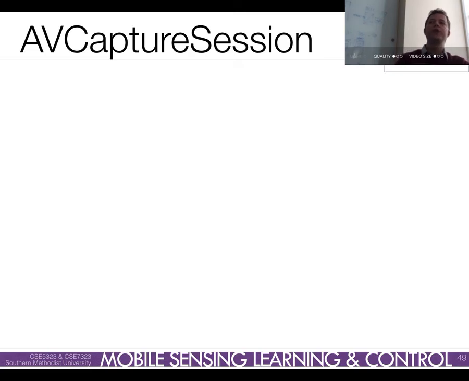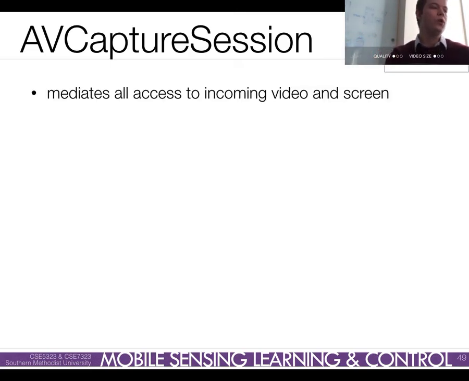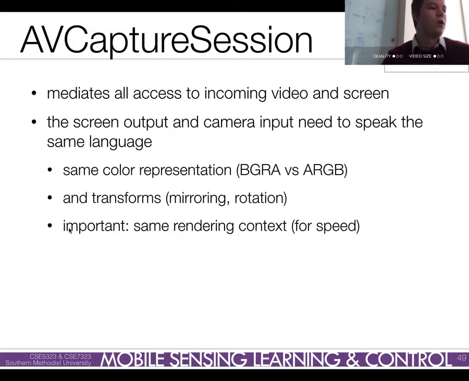Essentially what we're going to do here is we're going to create an AVCaptureSession. All right? So this mediates all access to the incoming video and access to the screen of the phone. So the screen output image and camera image, essentially you just have to make it so that they are representing images in the same way. Right? So we have to make sure that they have the same color representation, because you can represent things as RGB or BGR, right? So essentially we have to make sure we're in the same color transformation.